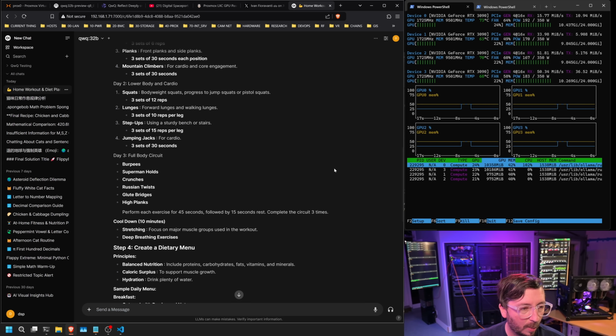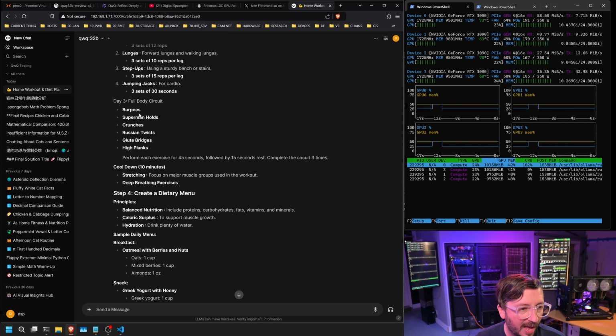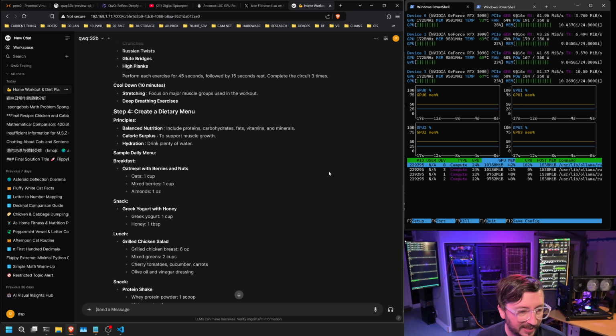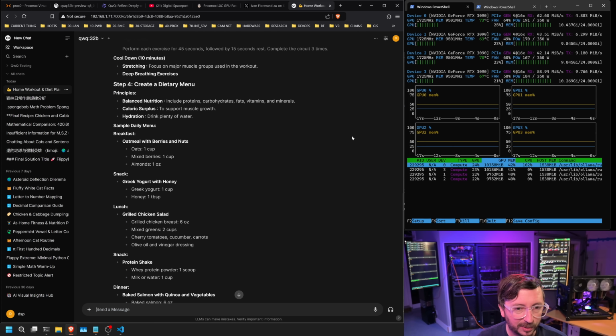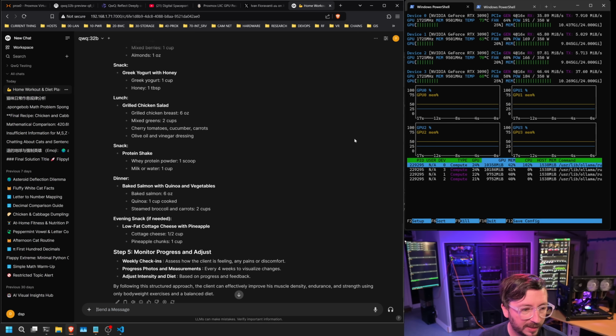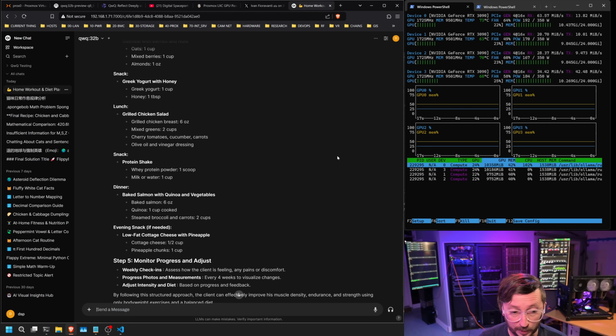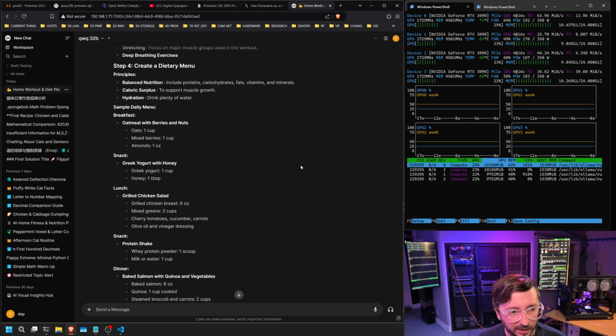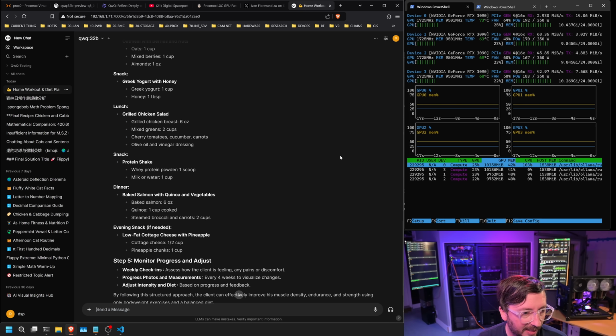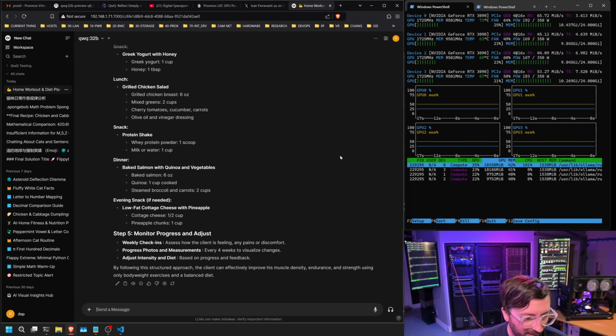None of those are going to require any external equipment. Day 2, squats, lunges, step-ups, and jumping jacks. And day 3, we've got burpees, Superman holds, crunches, Russian twist, glute bridge, and high plank. Cool down time of 10 minutes, and the dietary menu. So usually this resorts to creating one single dietary plan and having you eat that every single day, which is a stark way to eat, but it is possible. Oatmeal with berries and nuts, snack, lunch, snack, dinner, evening.